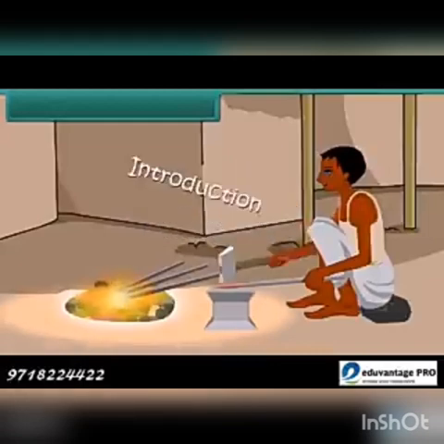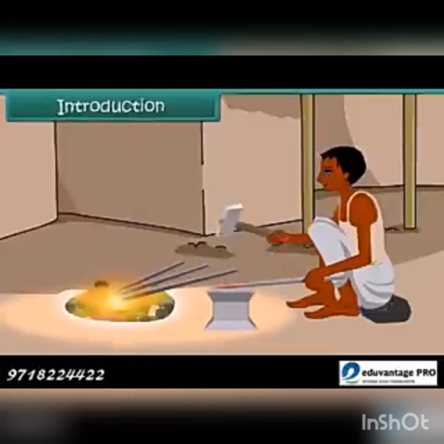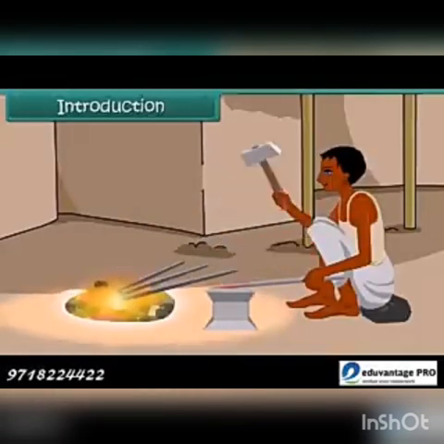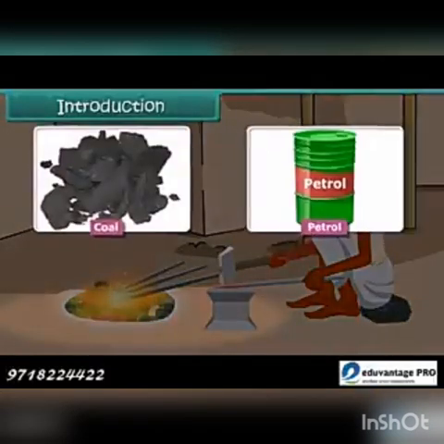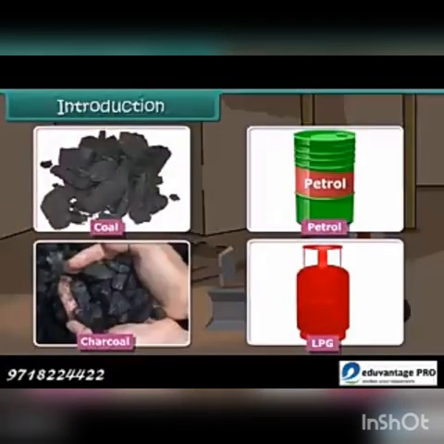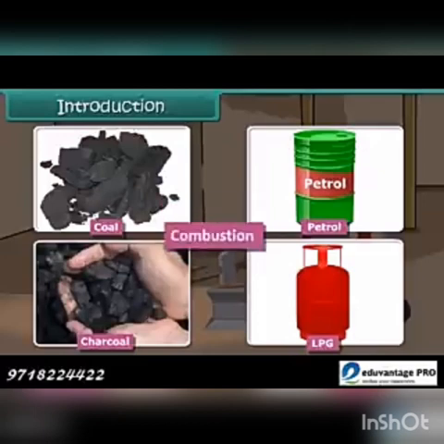Introduction. The blacksmith burns coal to get hot iron, which can be beaten to the desired shape. A variety of fuels is used in daily life, such as coal, petrol, charcoal, LPG, etc. Do you know which chemical process is taking place during the burning of these fuels? It is combustion. In this lesson, you will learn about combustion of fuels.